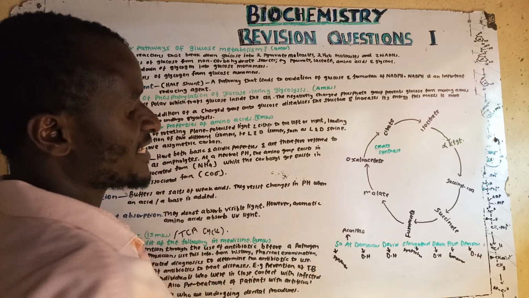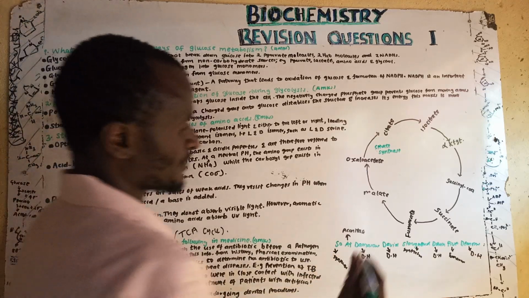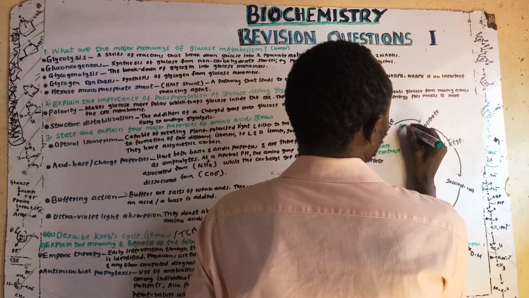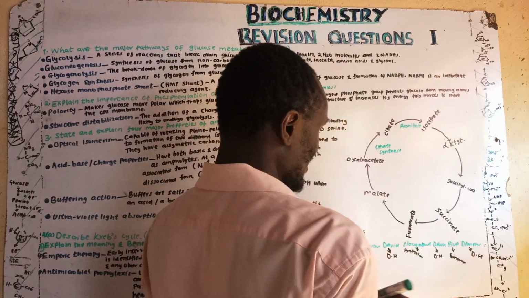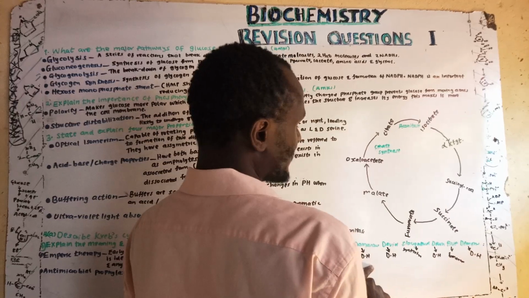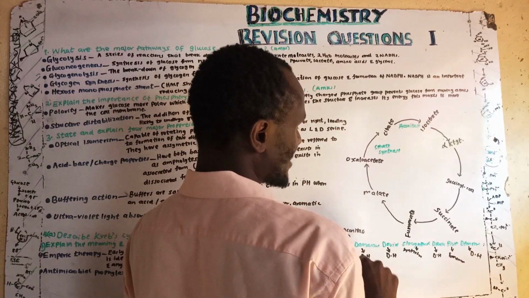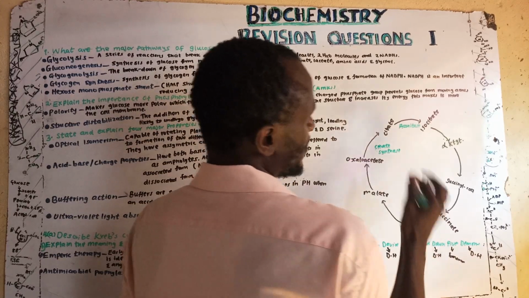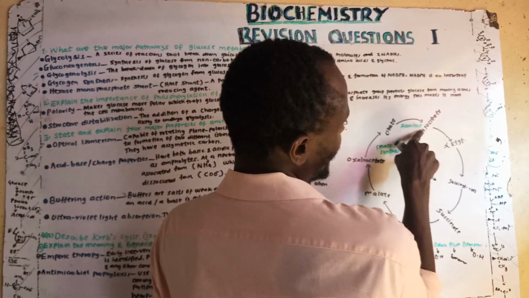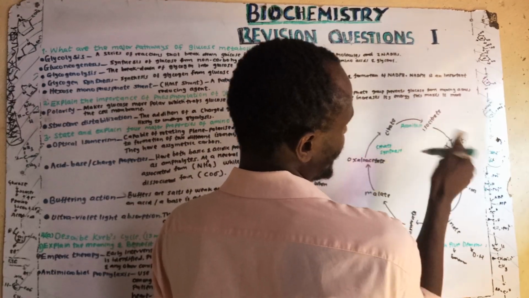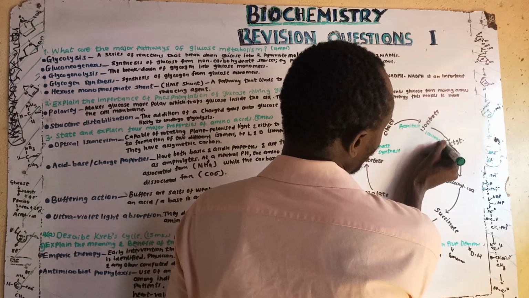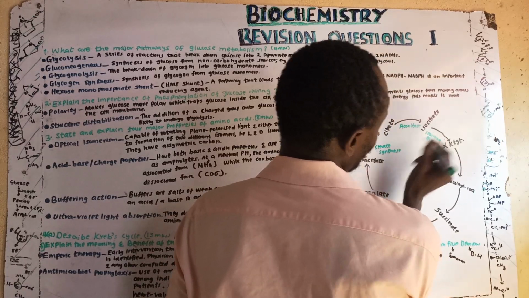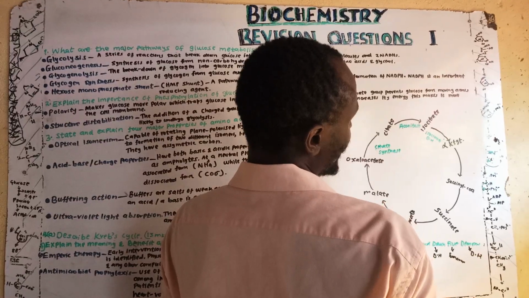We go to the next. The next enzyme is aconitase. Then followed by, this is a D. D stands for dehydrogenase. So what are we dehydrogenating? We are carrying out dehydrogenation on isocitrate. So our enzyme is isocitrate dehydrogenase. Then we go to the next step.